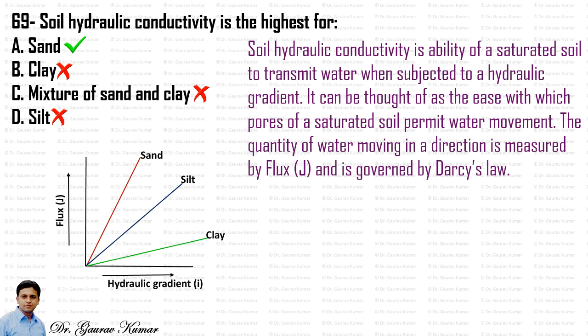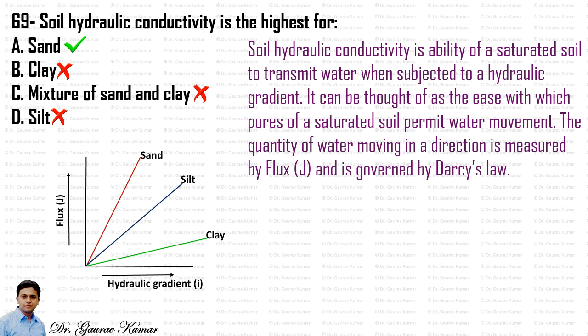You can see that for a particular hydraulic gradient, sand has the highest flux, followed by silt and then clay. So clay has the lowest soil hydraulic conductivity. The slope of each line gives the soil hydraulic conductivity. The slope of the sand line, the red one, is the highest, the silt is in the middle and the clay is the lowest.